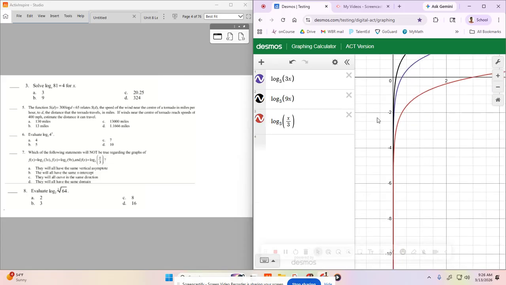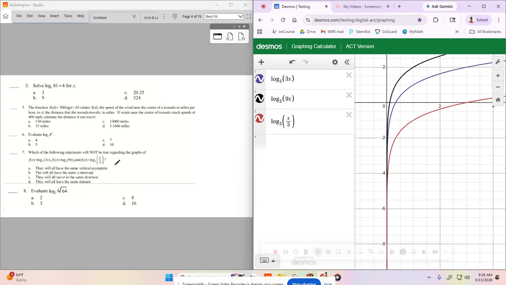All right, I've got all 3 graphs here. Let's see what my questions are asking me. Oh, y'all, I skipped. I'm sorry. I'm doing number 7 right now. I skipped 5 and 6. I'm going to come back to it. They will have the same vertical asymptote, the same x-intercept. They definitely don't. Curve the same direction is true.